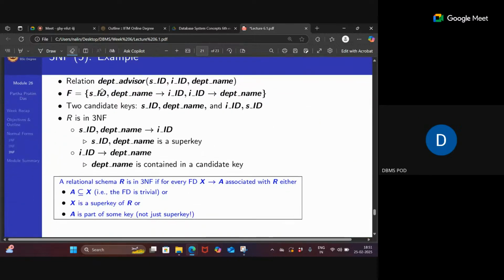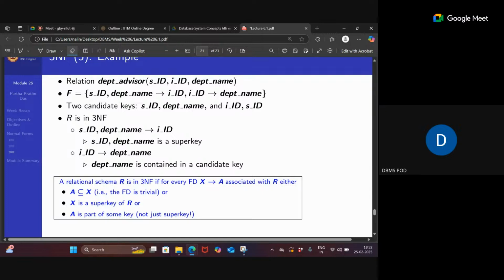For 3NF, you can see the relation department advisor with the attributes SID, IID, and department name, and this FD holds for this relation: SID, department name together determines IID. So what is our primary key here? Our primary key is SID, department name together, right? SID alone is not a primary key because it is not determining anything. IID alone cannot be a primary key because it is not determining SID. So SID, department name together form the candidate key.